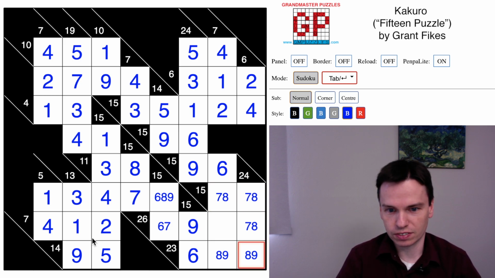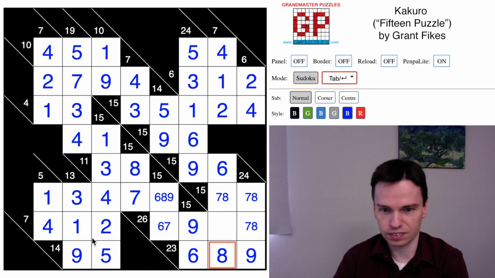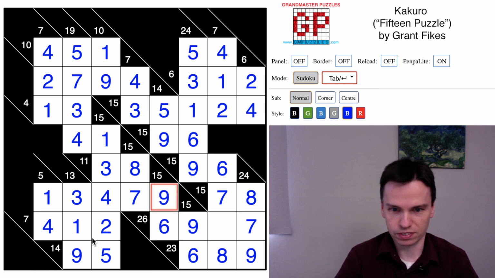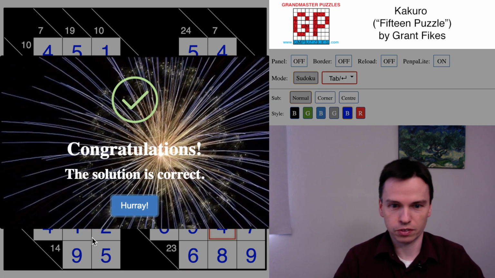So you have 2, 7, 8 cells. That leaves behind us this 9, this 8. That puts this as a 7, an 8, a 7. That makes this a 6. Completes this as a 9. We've got 22 with 4 more to go, and we finish the puzzle.